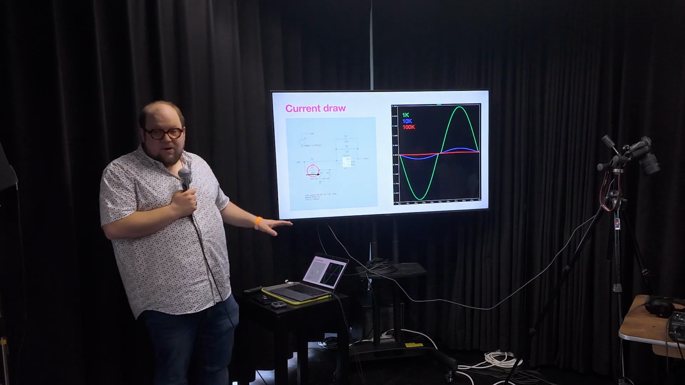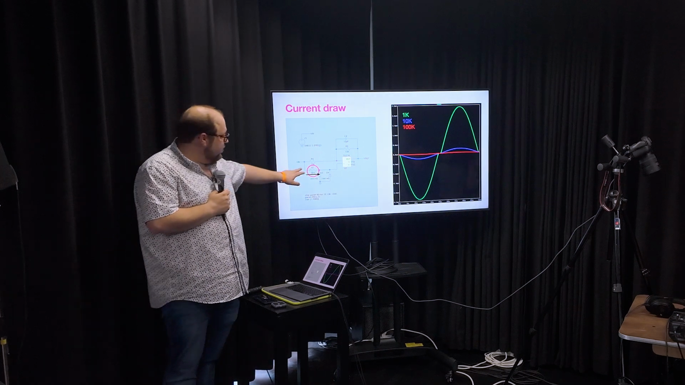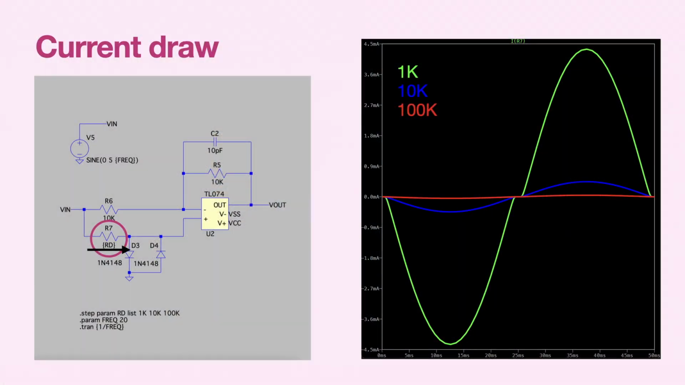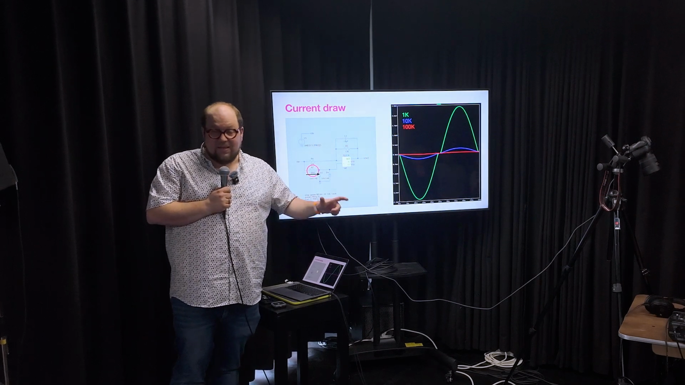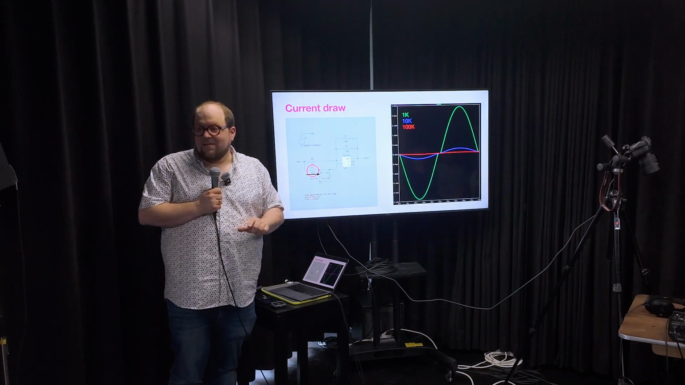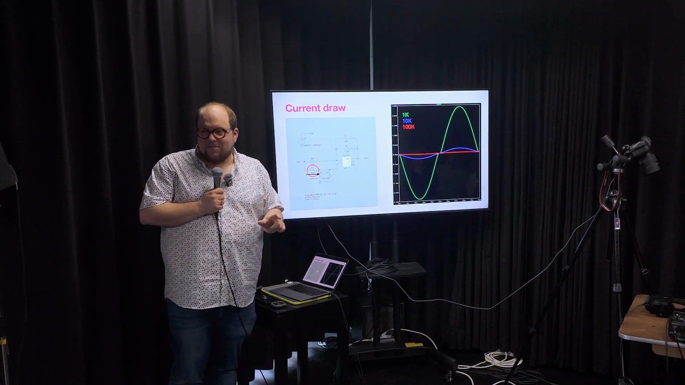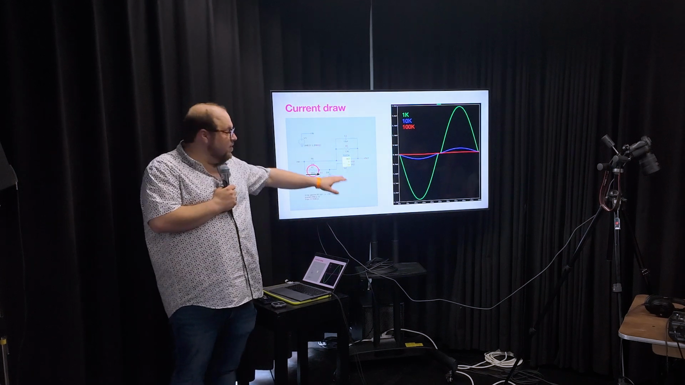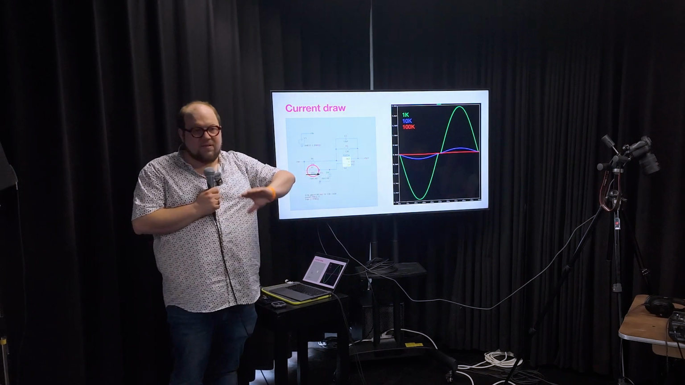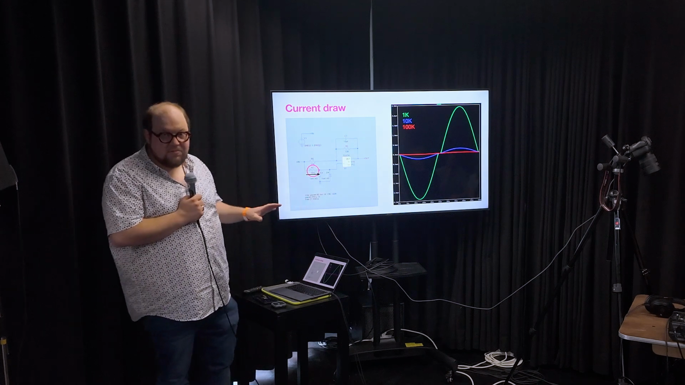Then current draw. I've plotted the current running through this resistor, and you see that for 1K, the current draw goes up to almost 4.5 milliamps. That in itself is not that problematic yet, but if you put 10 of them there, the 45 milliamps starts to become problematic, if only for this single resistor, and because there are still other currents running in the system as well.